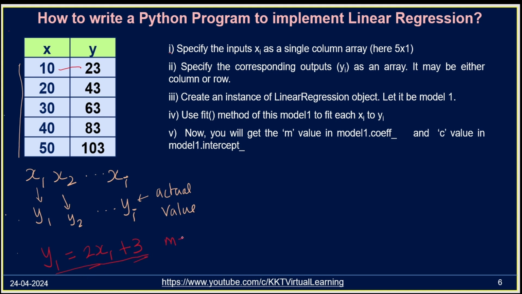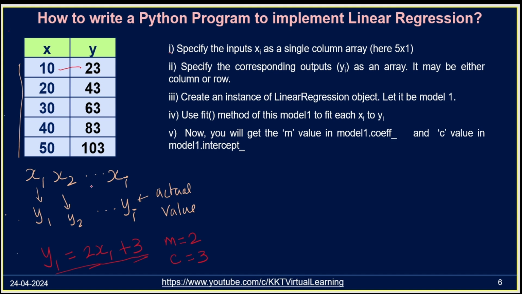Here, the slope is 2. So, m is equal to 2. Intercept c is equal to 3. Since we have only 5 data, and these data are exactly fitting with the output, that means all the x are exactly fitting with the y, with m value 2 and c value 3, we are able to get the correct values of m and c.